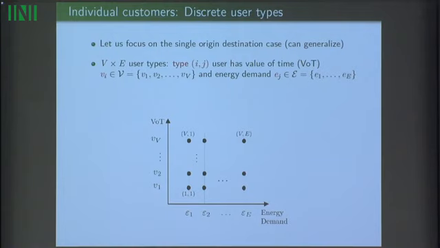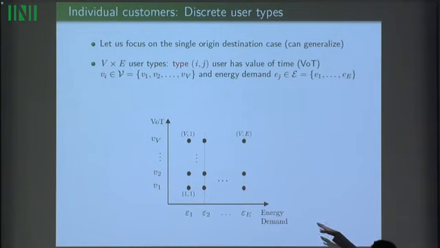We're going to focus on a single origin destination case. That's actually bad wording. We're going to assume all the vehicles can go to all the stations, and that's not because of what the paper does. The paper has the charger preferences in there. It just makes the notation unnecessarily heavy, and I don't want to do that. So let's assume everybody can go to all the stations.